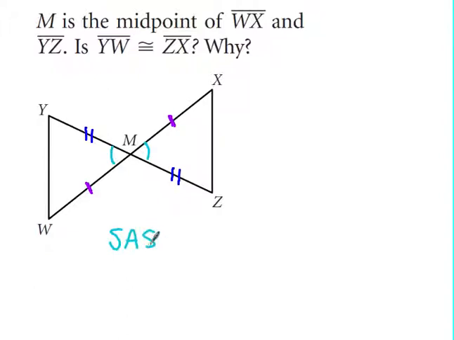Now they're asking is YW, which is this side here, congruent to ZX? Yes. Why? CPCTC. That's what you say, because we know the triangles are congruent. Yes, pretty much. But this is the thing: you have to go through the logic here with the side angle side first before you can conclude that CPCTC works. Let's look at another one.